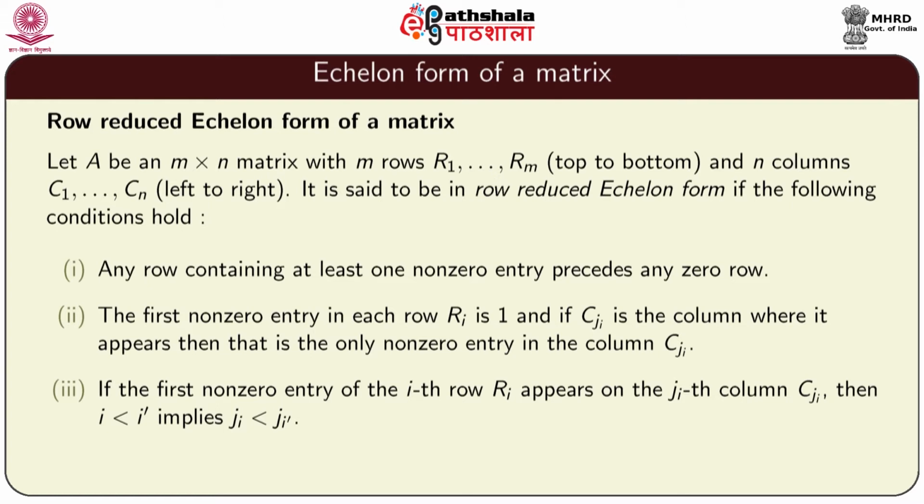Now, what is precisely the echelon form of a matrix? So, a matrix is said to be in row reduced echelon form if the following conditions hold. 1. Any row containing at least one non-zero entry precedes any row with all the entries 0. That means, if a matrix has a row which is non-zero, that means there is at least one entry in that row which is a non-zero entry, then that should be placed above a 0 row.